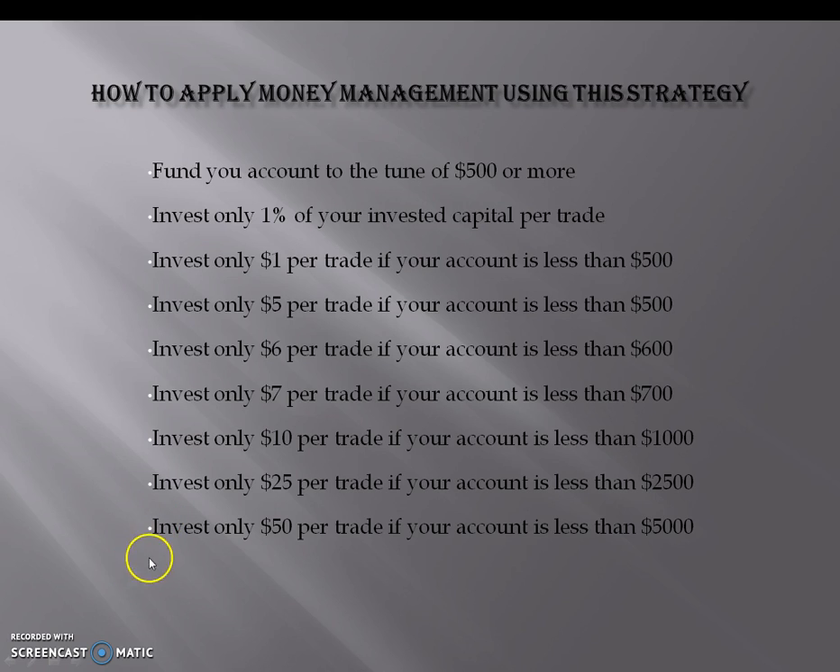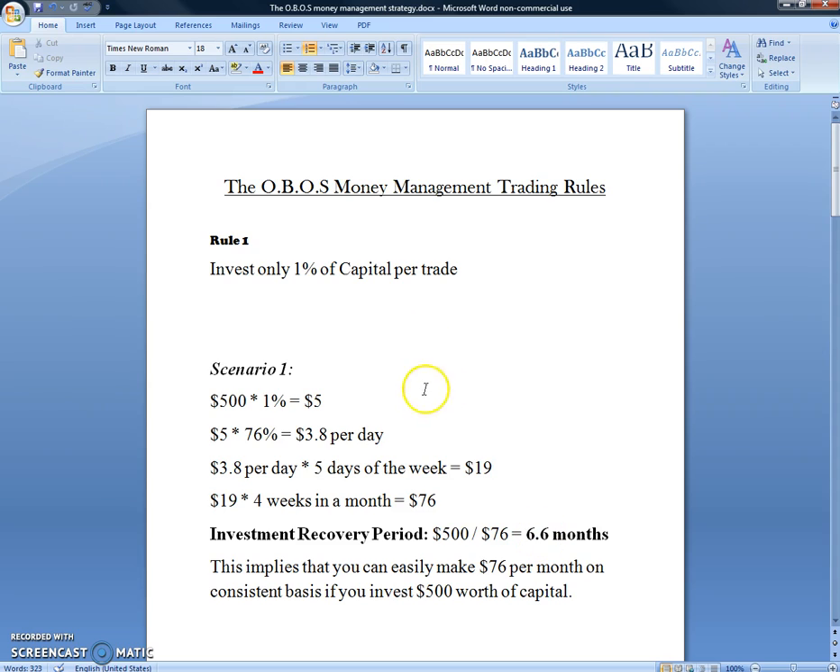Now let me illustrate to you why we are using this money management strategy, in order to minimize our losses and maximize our profits. So give me a minute, let me take you right there. Amongst everything we've spoken about so far, this is the decider. That's why I call it the OBOS money management trading rules.